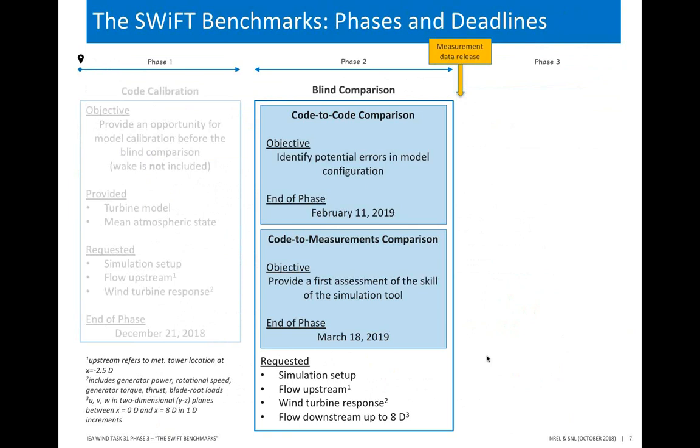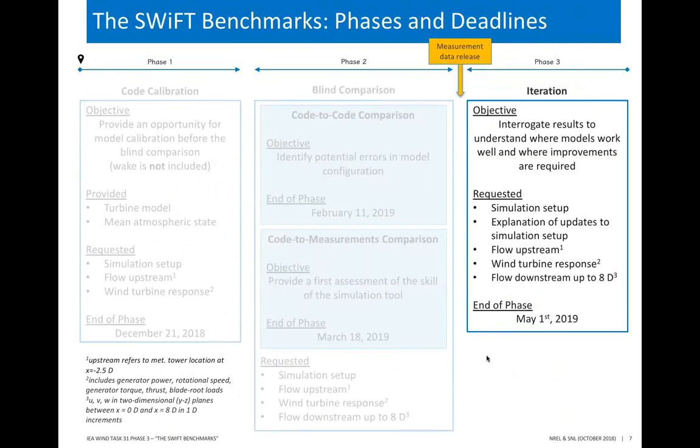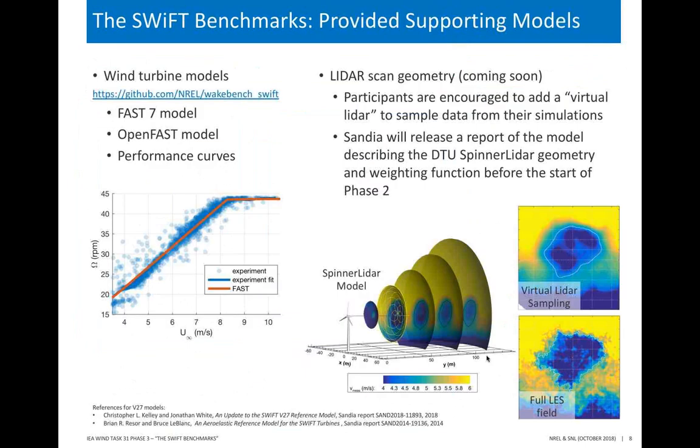Here is where we provide a first assessment of the skill of the simulation tool. Then finally, there is a third phase called iteration, where participants have the chance to interrogate their results, and collectively we try to understand where the models work well, where they don't, and where we should target our improvement efforts to these models in the future.